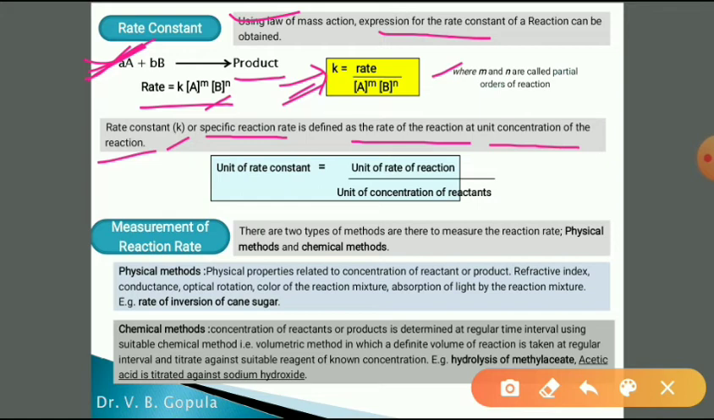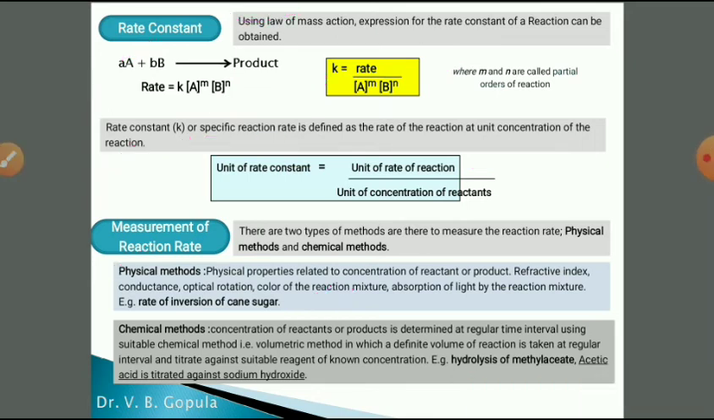So from here we can say that the rate constant k, or specific reaction rate, is defined as the rate of a reaction per unit concentration of the reactant. By mistake I said reaction here, but it is reactant. So from this we can say that the unit of rate constant is given by the unit of rate of reaction per unit of concentration of a reactant. So these are the units of a rate constant.